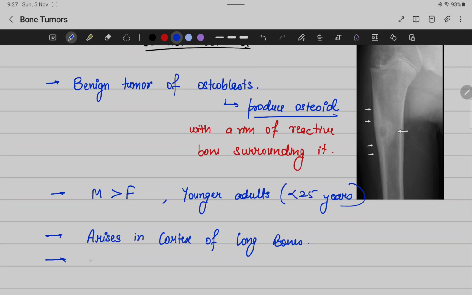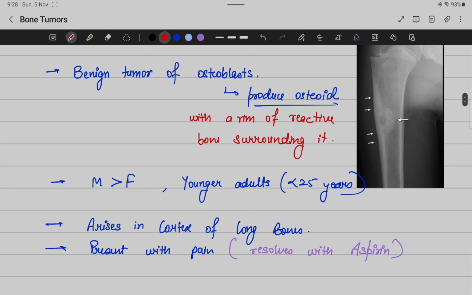Now these present with pain. But a really important thing is that this pain resolves when you take an NSAID. That is resolves with your NSAID, like let's say it resolves with aspirin. And on imaging it presents as a bony mass which is less than 2 centimeters and has a radiolucent core, and I'll tell you why. So bony mass less than 2 centimeters and a radiolucent core.